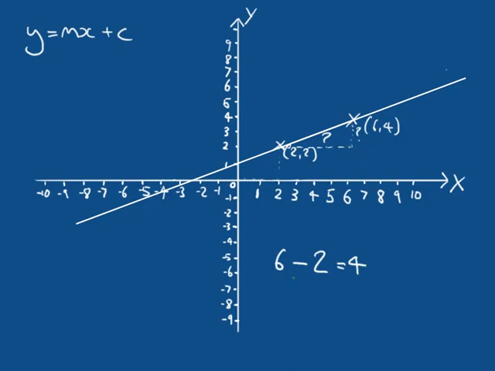And we can apply this exact same approach to calculate the change in y. So again, we take our second point's y-coordinate. We subtract from that the first point's y-coordinate, and that tells us how far we've moved in y. We started at 2, we've moved up to 4, therefore we've moved 2 units in y.